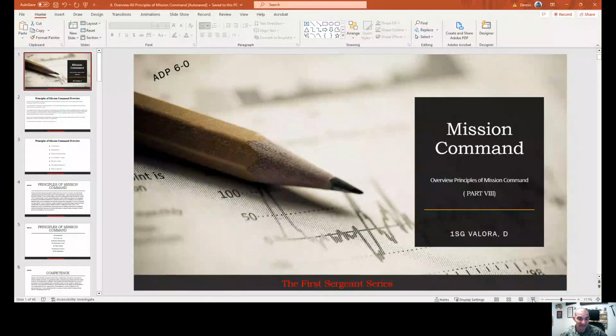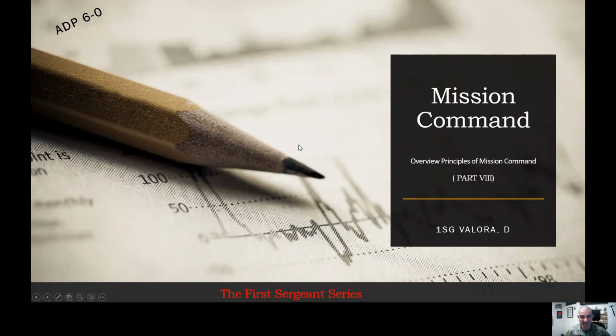All right, so mission command principles, right? These are the foundations or the building blocks to achieve mission command, all right? If you're following along, I hope you're going back and watching the previous videos, because we're continuing to build and build and build on actually applying all the mission commands to what we do.